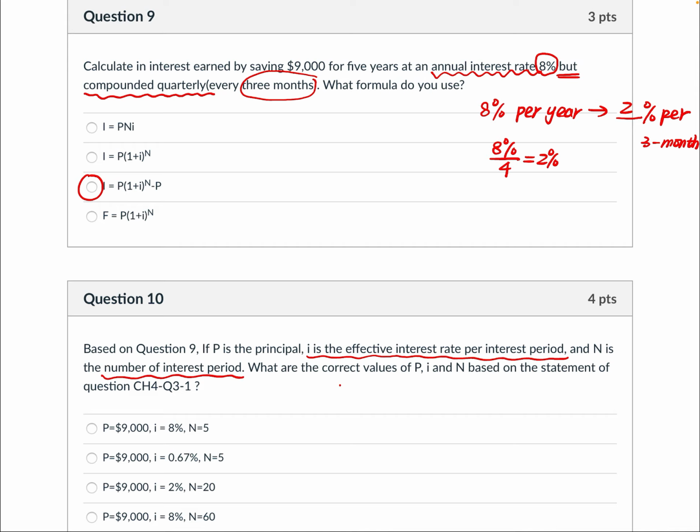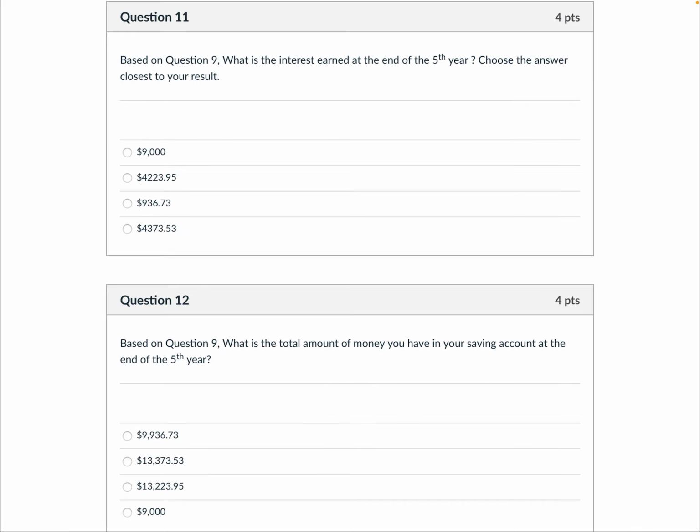So you have 5 years, right? And how many quarters do you have per year? 4 quarters. So in 5 years, you have 20 quarters, which means the N is 20. Okay, so this is your correct answer.